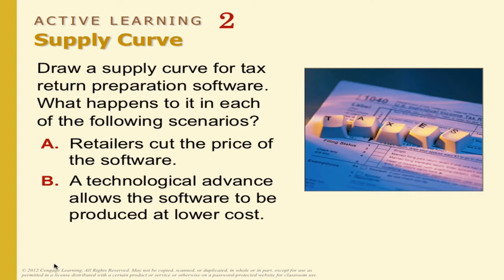Okay, Aaron, a technological advance allows the software to be produced at a lower cost. All right. So that's a change in technology. It's a subtle clue, isn't it? It's an increase. So supply is going to increase. Okay. Can you graph that for us? Oh yeah. I'm going to erase that. Move it out of the way.